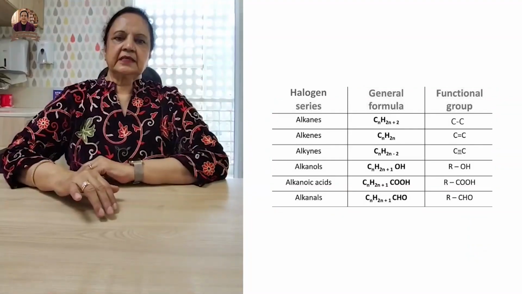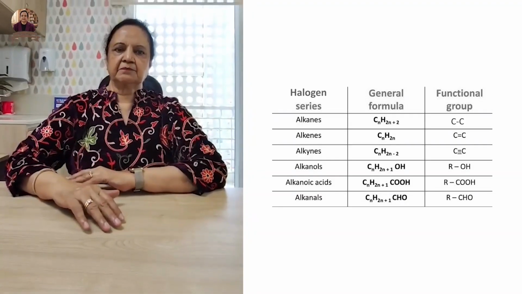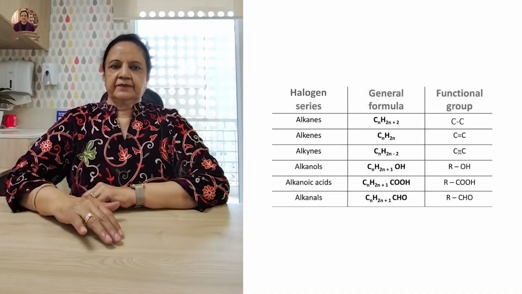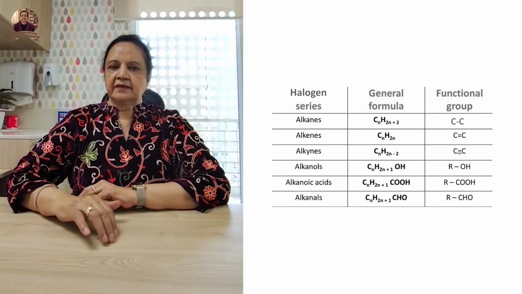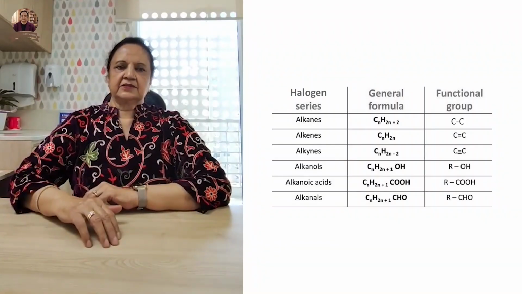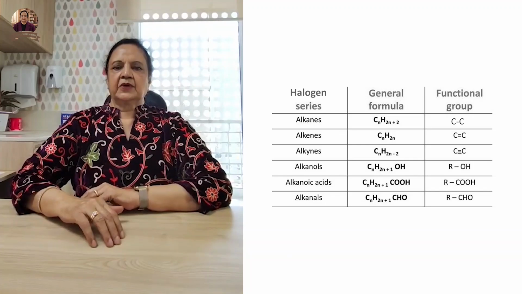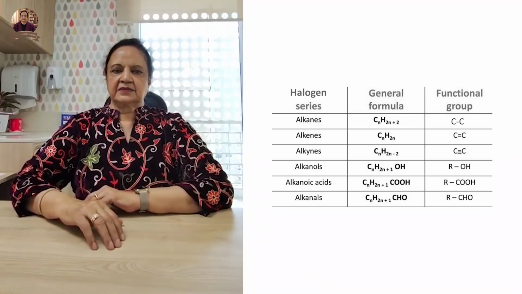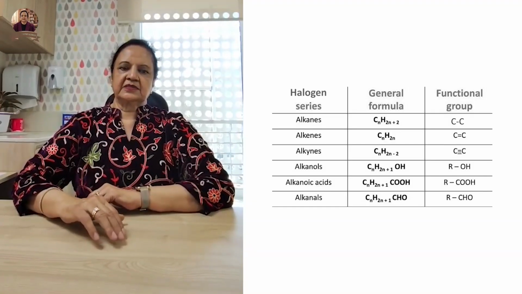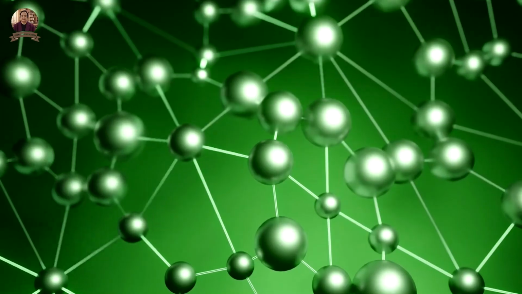A homologous series is a family of organic compounds where successive members differ by a CH2 unit. Characteristics: same general formula, similar chemical properties, gradation in physical properties like boiling point increases with mass. Some examples: alkane series CH4, C2H6, C3H8 and so on.